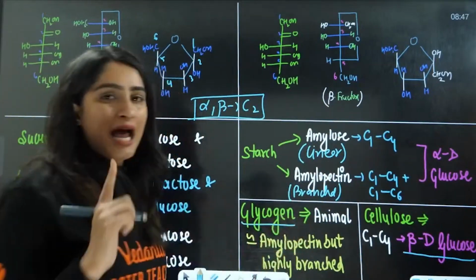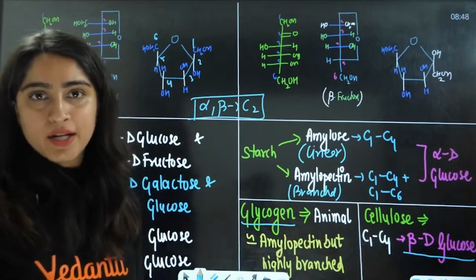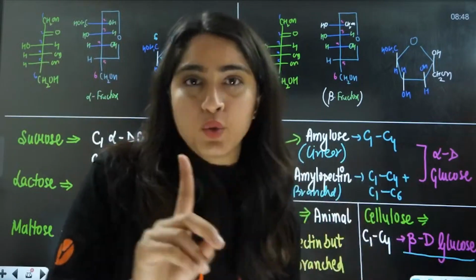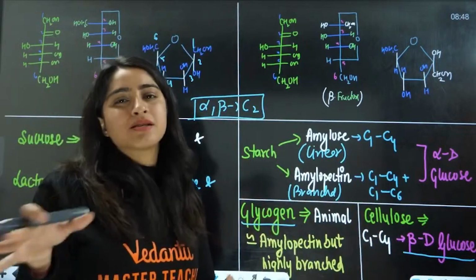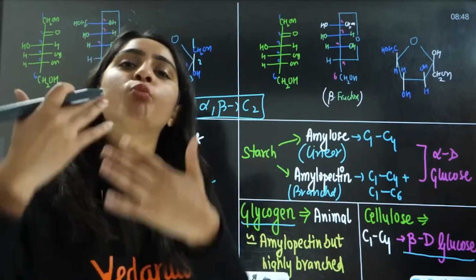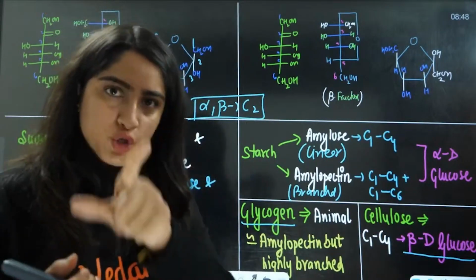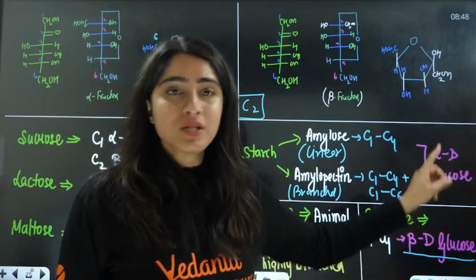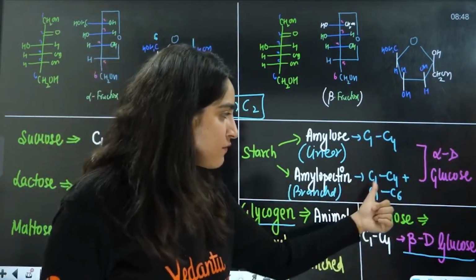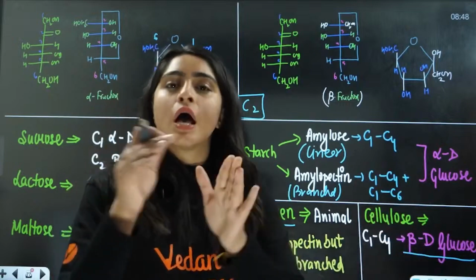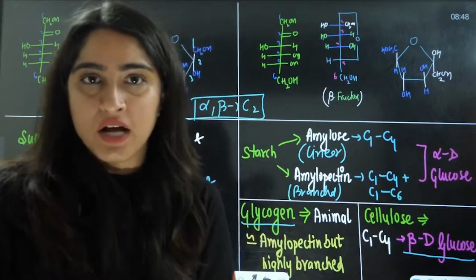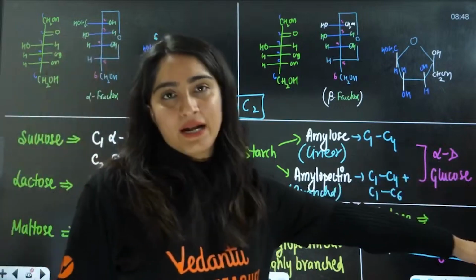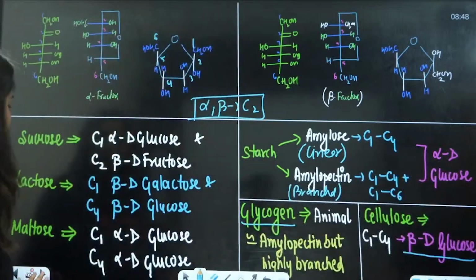Now about glycogen. Glycogen is found in animal tissue. When we need glucose, glycogen is converted into glucose. It is the same as amylopectin, just with more branching. So you will write, this is also formed from alpha D glucose. The linkages here are C1, C4 and C1, C6, but it is more highly branched. Next, we have cellulose, which is a plant tissue.